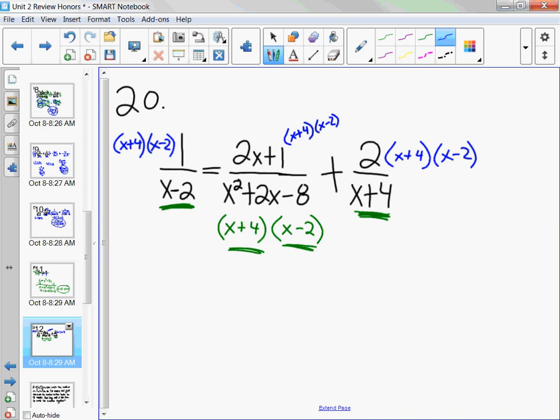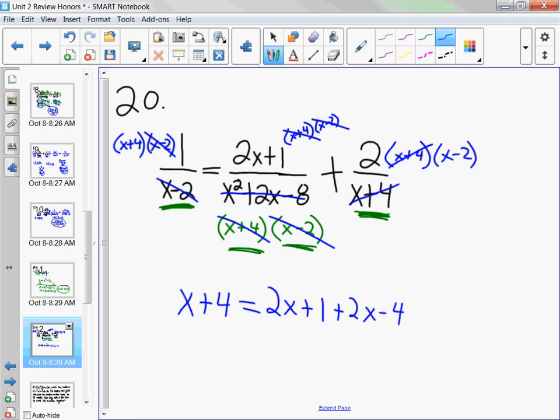I notice right here on the left side, the x minus 2's cancel out, and I have x plus 4 times 1 left, which is just x plus 4. In the middle, we already rewrote that as x plus 4, x minus 2. This x plus 4 cancels with that x plus 4, this x minus 2 cancels with that x minus 2, and I'm just left with a 2x plus 1. On the very right fraction, the x plus 4's cancel out. I distribute the 2 to the x minus 2, and I get 2x minus 4.